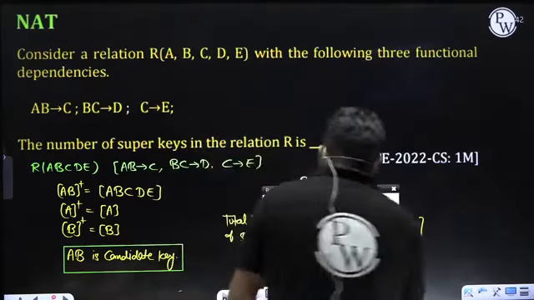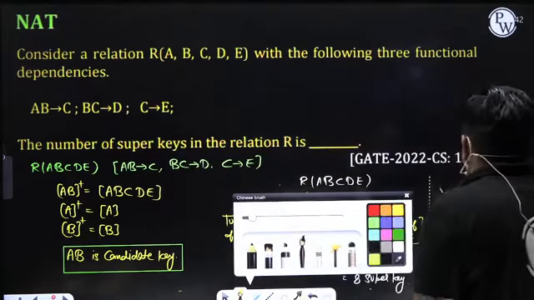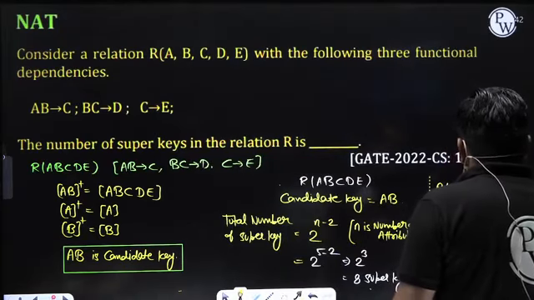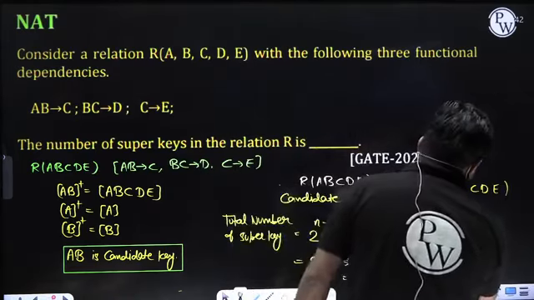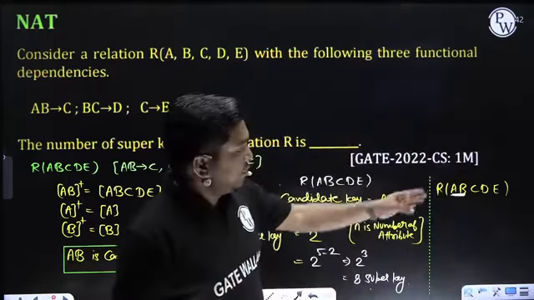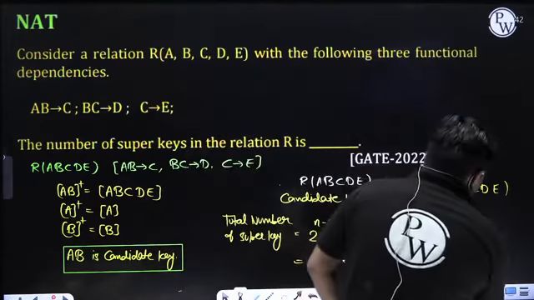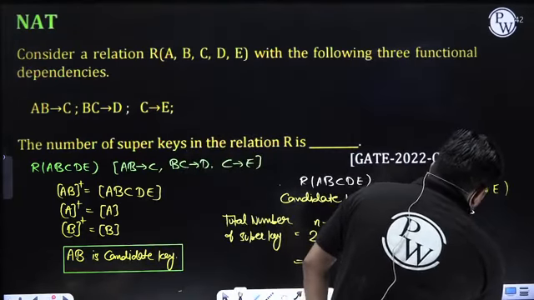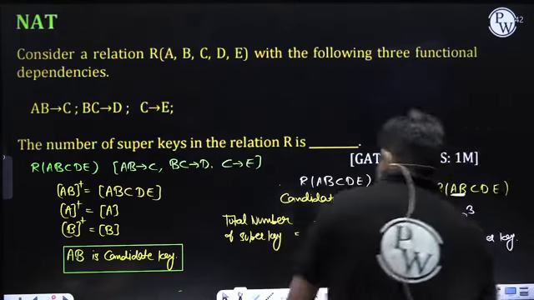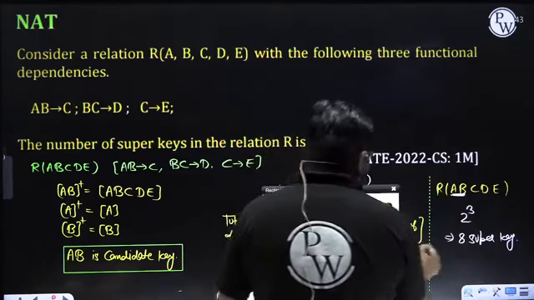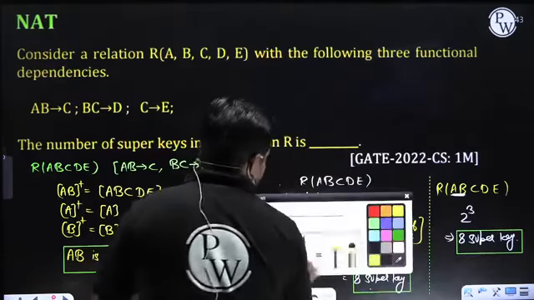Or you can calculate in another manner. What is the other approach? Here we have A, B, C, D, E, in which AB is a candidate key. Then what are the subsets? With the help of C, D, E, 2 raised to power 3. So directly you can say 8 super keys. So we can conclude 8 is the right answer for this question.